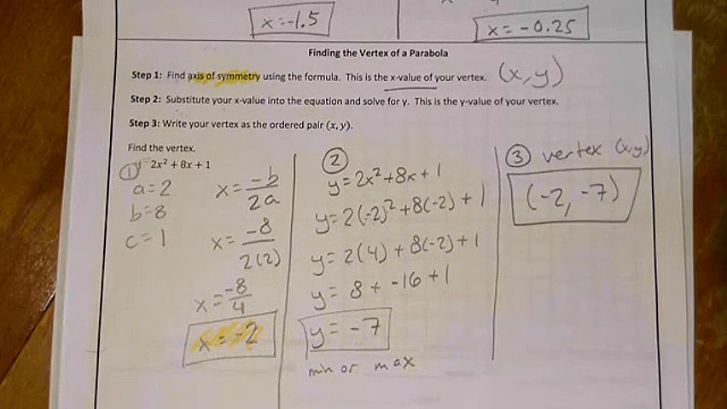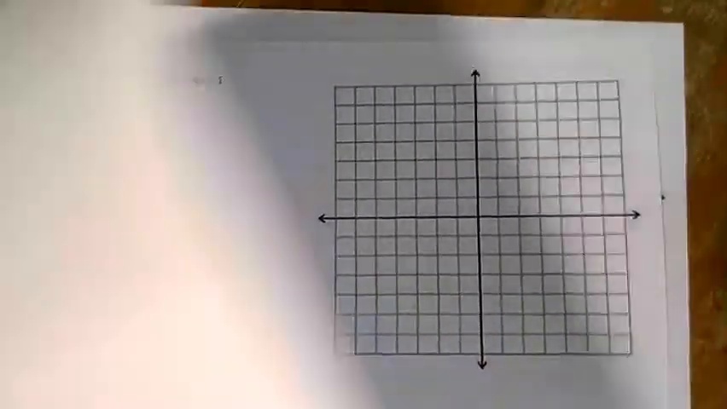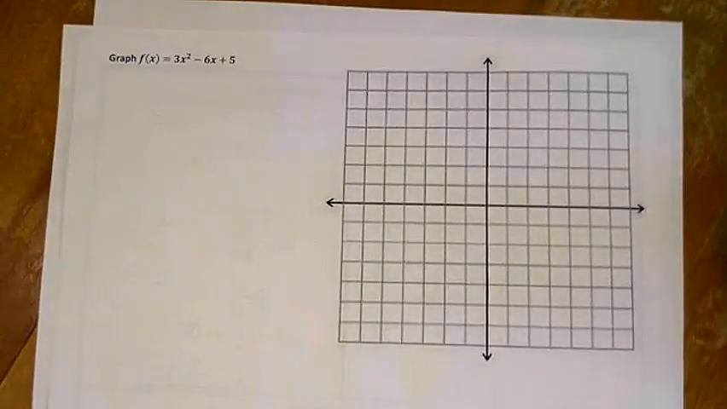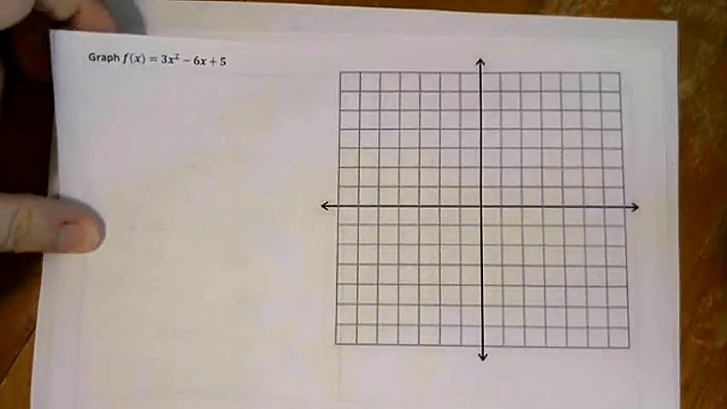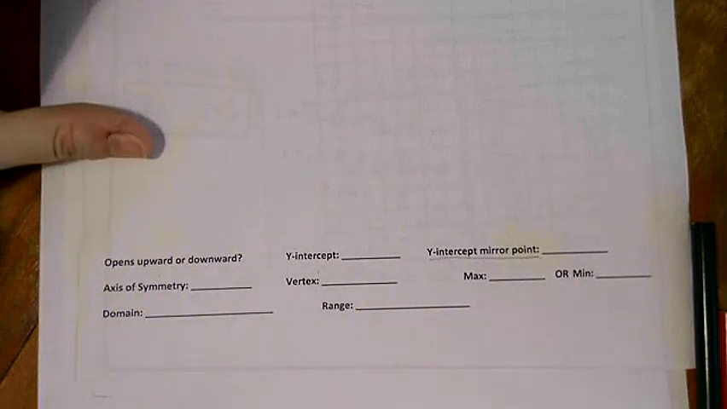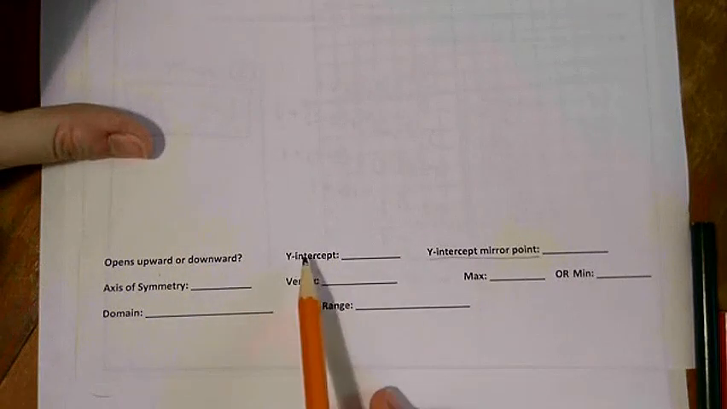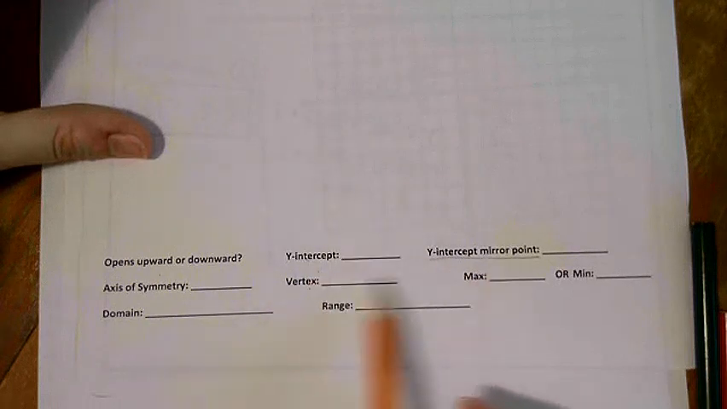All right, let's try putting this all together, okay? So we're going to take a look at the next page. We have an equation right here. We are going to find, and I'm going to slide the page for just a second so you can see. We're going to determine if it opens upward or downward, what the y-intercept is. I'm going to show you what this mirror point is and how we plot it, because the vertex, the y-intercept, and the mirror point allow us to graph a quadratic equation. We need to have 3 points to graph it.